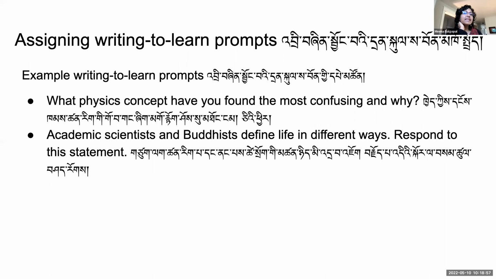Or academic scientists and Buddhists define life in different ways. Respond to this statement.